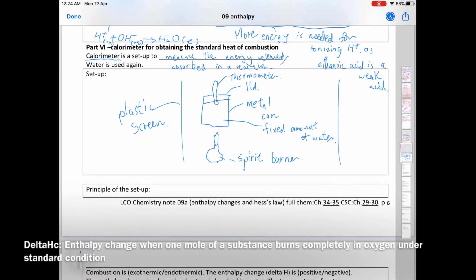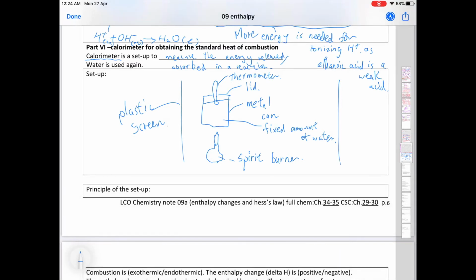It's because the definition of standard enthalpy change of combustion is the enthalpy change when a mole of a substance undergoes complete combustion in oxygen under standard conditions. If we do it in a closed system, then it may undergo incomplete combustion. So it will not fit the definition for standard enthalpy change of combustion. And of course, you can again add a stirrer to help make the heat more evenly distributed.